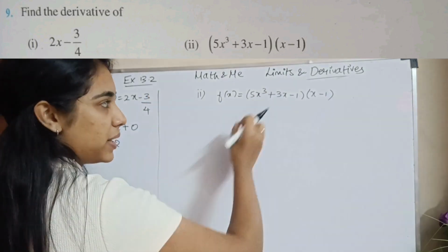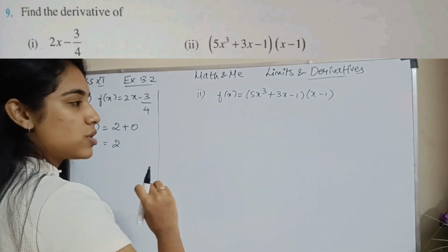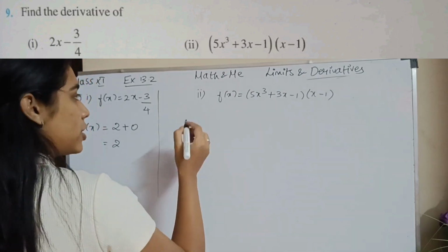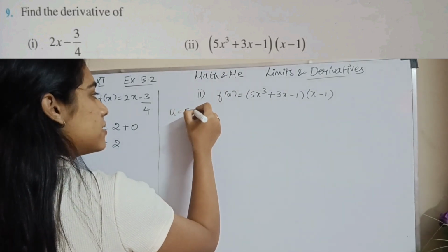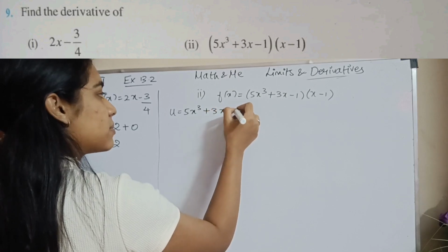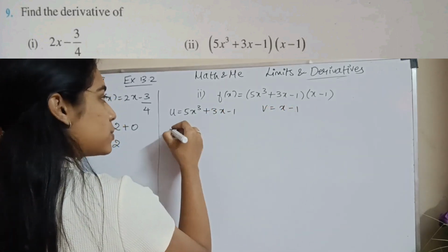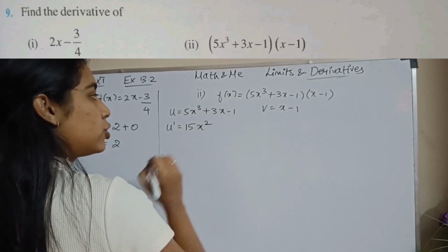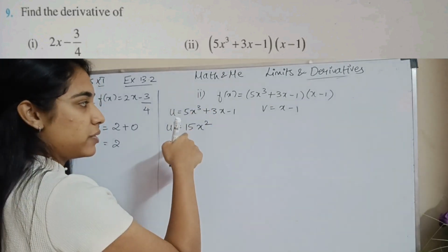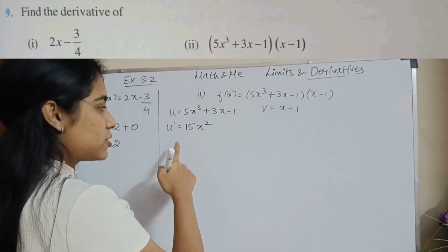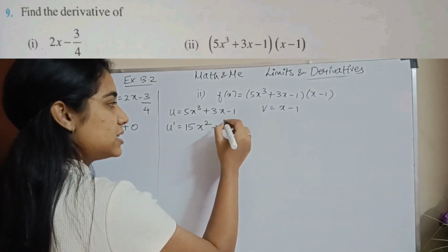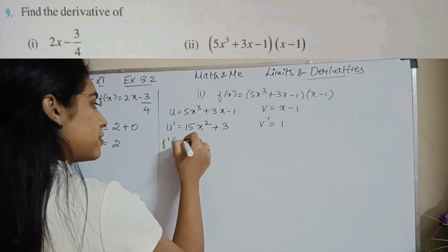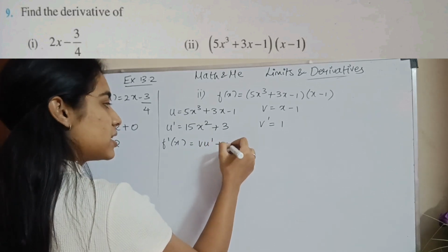Second subsection, f of x is this. I can either open the bracket and multiply the two, or I see that this is in the form of a product. So, using the product rule, u equals 5x cube plus 3x minus 1, v equals x minus 1. So, u dash: 5 3s are 15, x to the power 2, correct? 3 comes down, it gets multiplied with 5 and the power gets reduced by 1. So, 15x square plus 3. And what is my v dash? Simply 1.